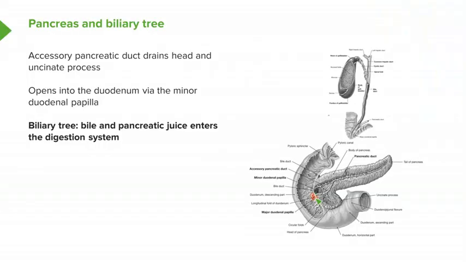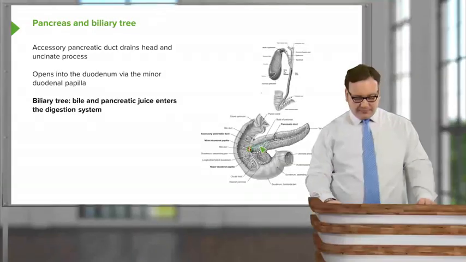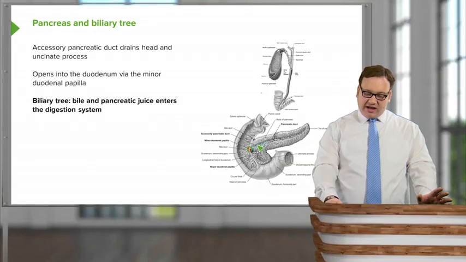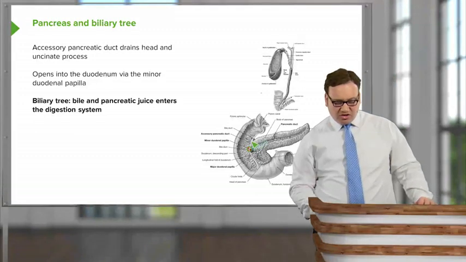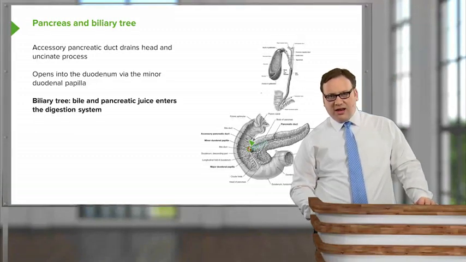We also have a minor duodenal papilla, which is slightly superior, and that is the opening for the accessory pancreatic duct, and that doesn't receive any inputs from the bile duct. So the biliary tree is vitally important for bile and pancreatic juice entering into the digestive system at the level of the descending part of the duodenum.